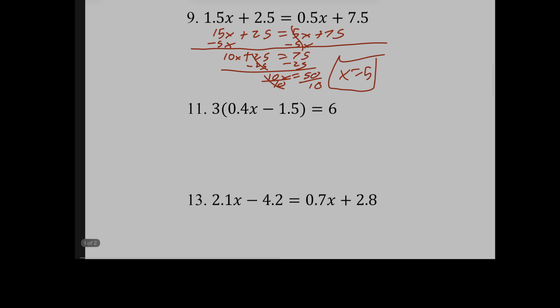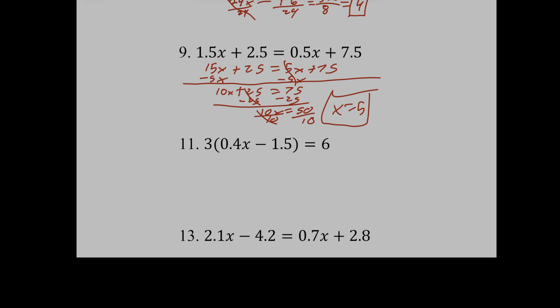All right, let's see if I can get through these 4 before I need to recharge my pen. Okay, let's move on to number 11. When I see the decimals and distributive property, it's just easier if you can just deal with multiplying. I know the adding and subtracting gets a little bit weird, but 3 times 0.4 is 1.2x, and 3 times 1.5 is 4.5, okay? And that equals 6. So again, multiplying with decimals is a little bit easier. Hopefully that works for you, okay?